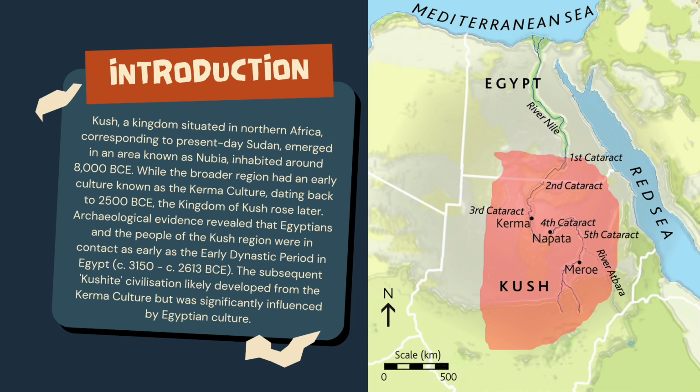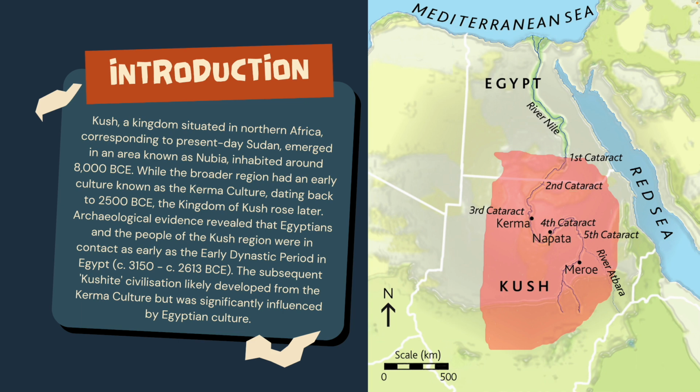While the broader region had an early culture known as the Kerma culture, dating back to 2500 BCE, the Kingdom of Kush rose later. Archaeological evidence revealed that Egyptians and the people of the Kush region were in contact as early as the early dynastic period in Egypt, which was circa 3150 to 2613 BCE. The subsequent Kushite civilization likely developed from the Kerma culture, but was significantly influenced by Egyptian culture.